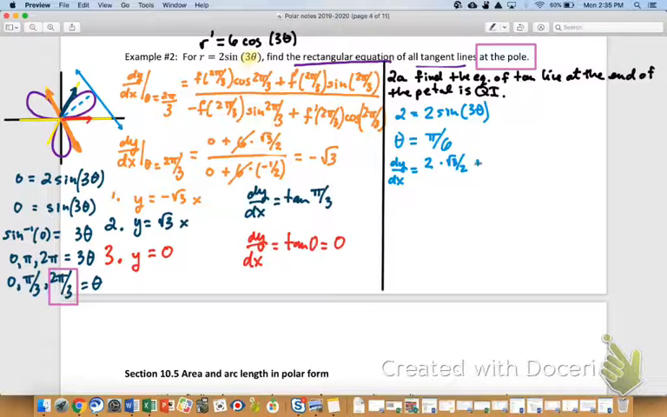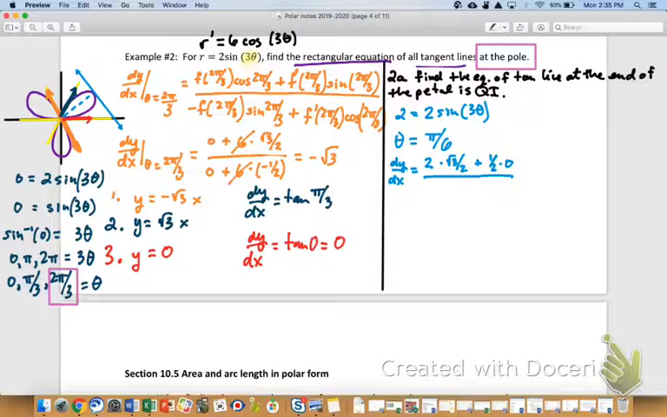Okay, plus, and then I've got sine of theta. So what's sine of pi over 6? That's 1/2, times f prime. So that would be 6 cosine 3 theta, so 6 cosine of pi over 2. And what's that? 0. You love it when one of these factors is 0.